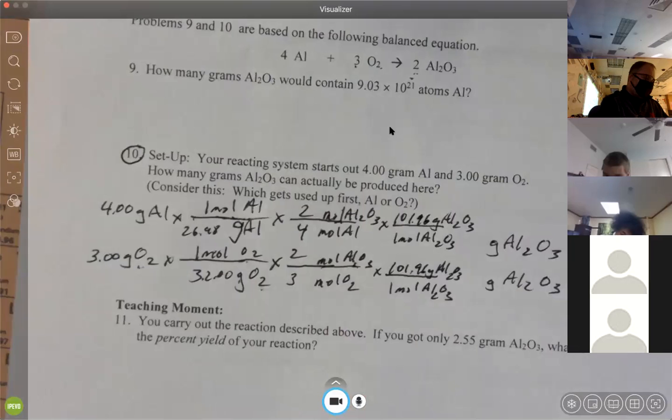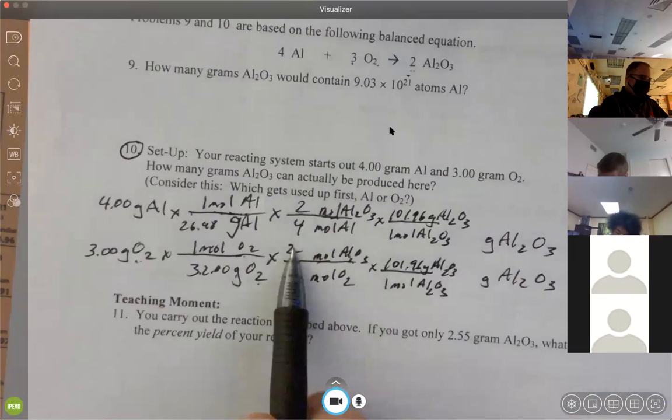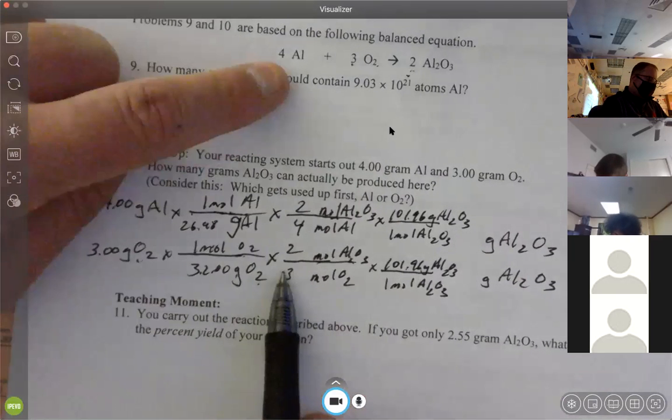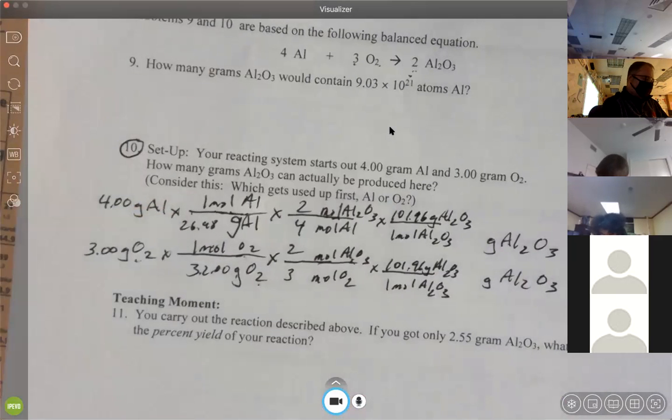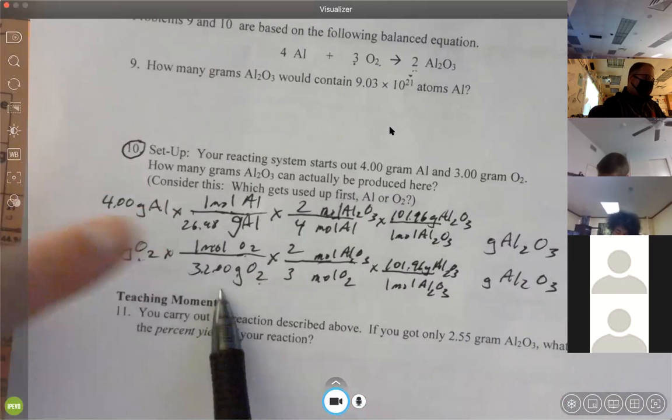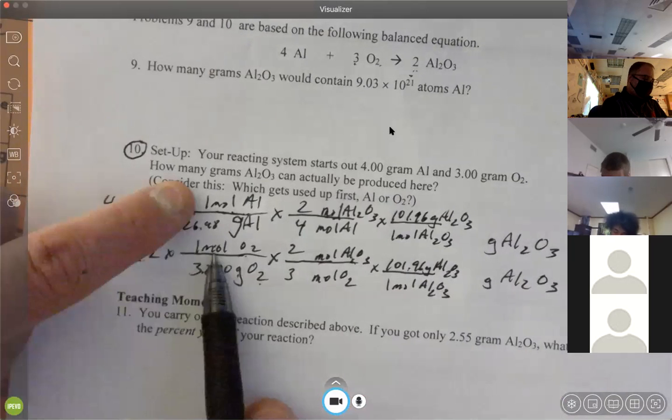That number came from the periodic table. These numbers came from the balanced equation. These numbers came from the periodic table. The numbers come from the periodic table when we're trying to go from grams to moles or from moles to grams.